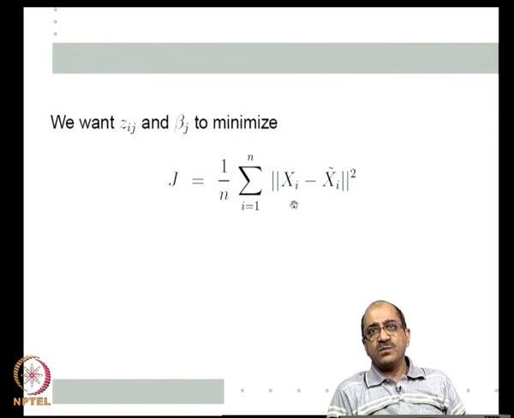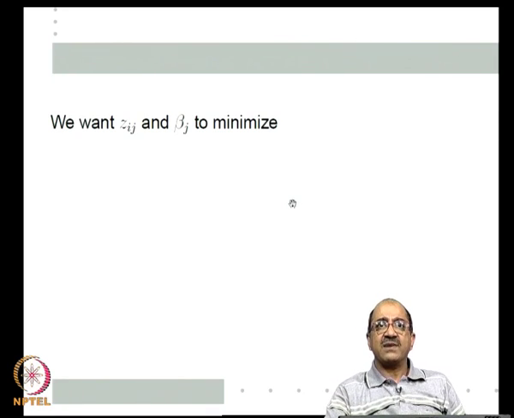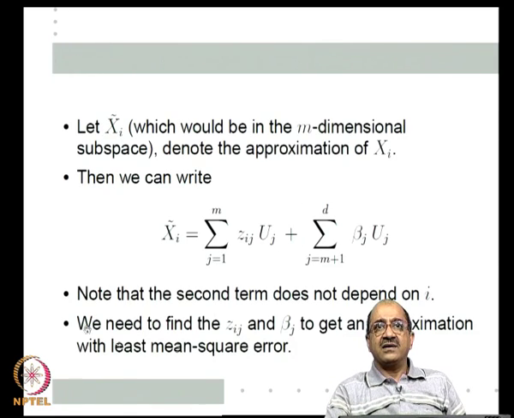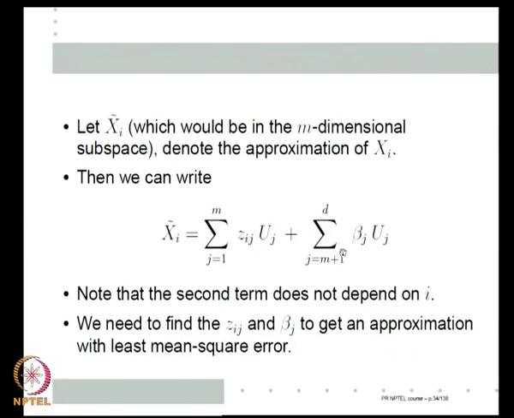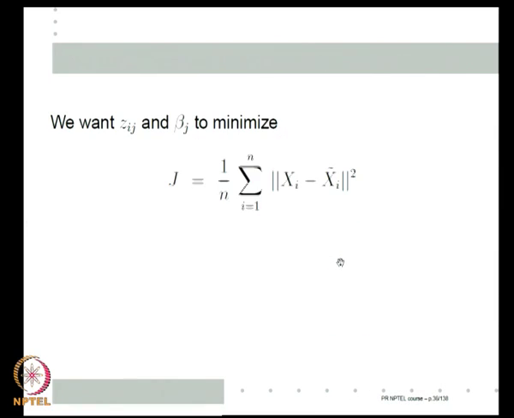I want xi to be close to xi tilde. Xi tilde is my low dimensional approximation. So, my error is the norm of xi minus xi tilde squared, summed over i equal to 1 to n, divided by n, that is multiplied by 1 by n. This is the mean square error. This is the error, this is the square of the error. I add and divide by 1 by n to get the mean. So, mean square error is what I want to minimize.